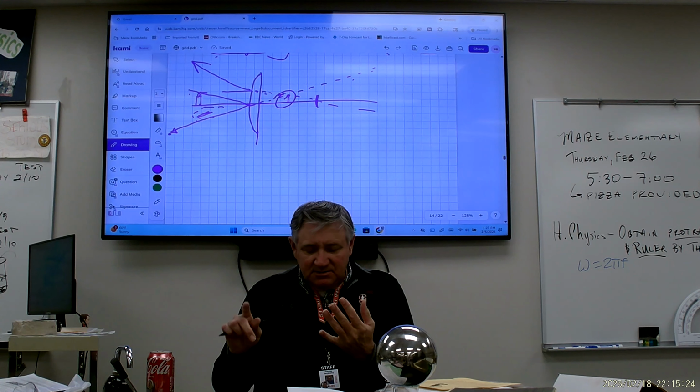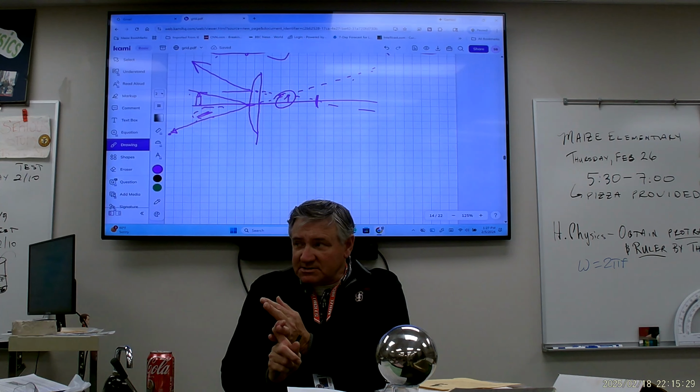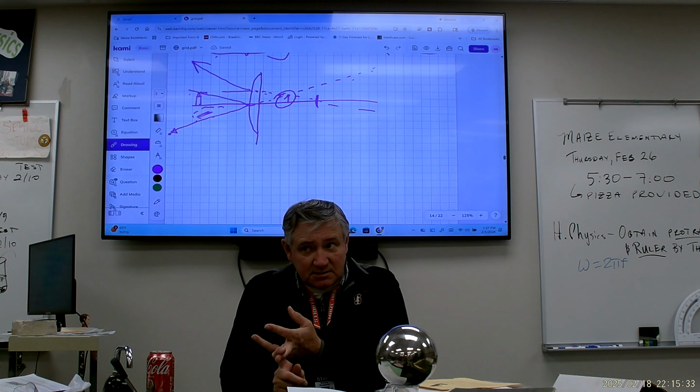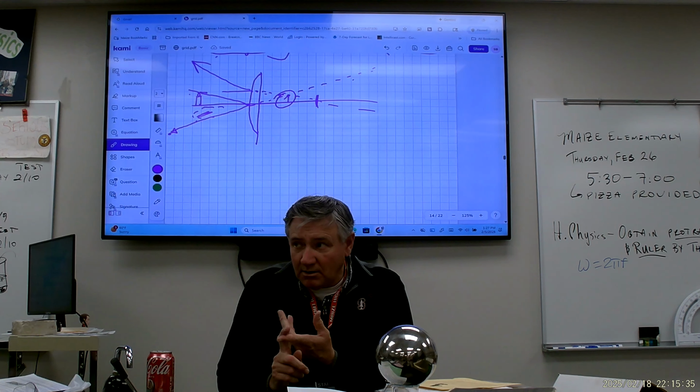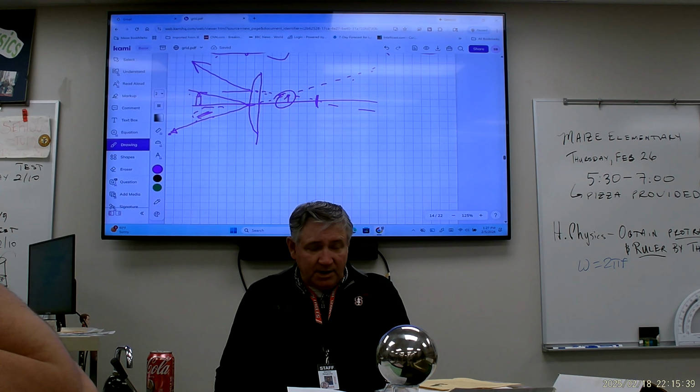So, convex mirrors. These are your always statements. The focal length is always negative. The image is always virtual. It's always upright, and it's always small. Magnification will always be less than 1. Okay? Always.